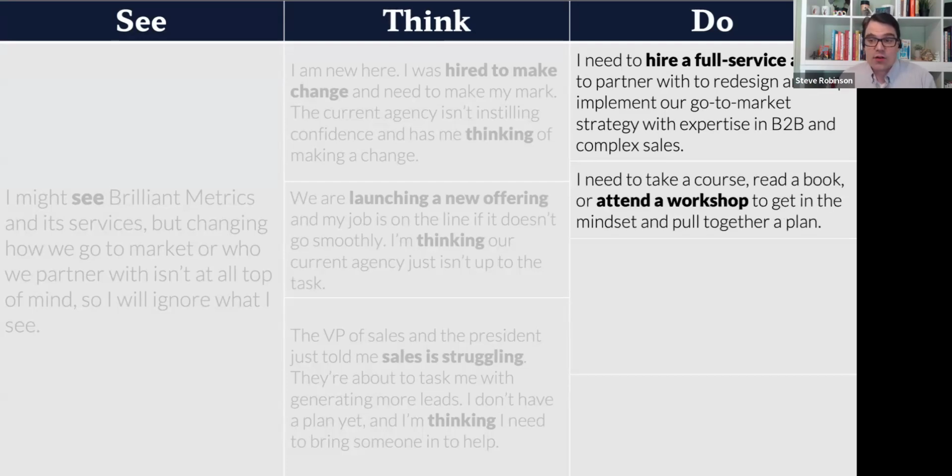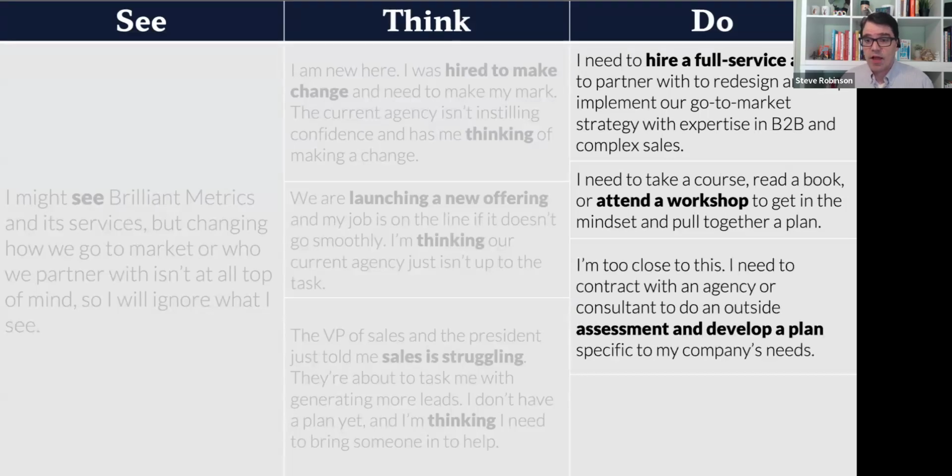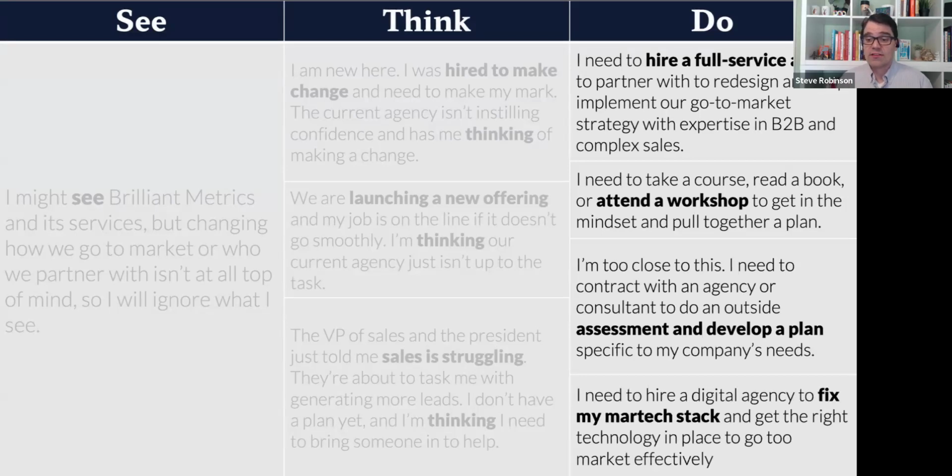Second one, I need to take a course, read a book, or attend a workshop to get in the mindset and pull together a plan. I need education, and I need more information. I need to be in the right environment to learn and grow as a marketer. I'm too close to this. I need a contract with an agency or a consultant just to do an assessment and develop a plan. Just give me direction. Or I need to hire a digital agency to fix my marketing technology stack. I need the technical marketer, not necessarily strategic or whatever.